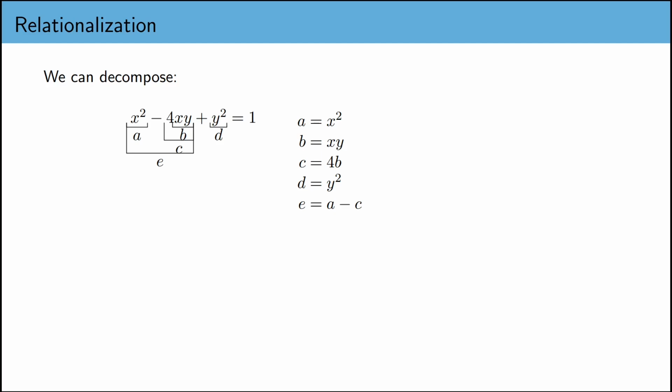Next, we can replace a minus c with e to get e plus d is equal to 1. And finally, we can replace e plus d with f, which gives us the equation in the end, f is equal to 1. So we've turned the question of whether there's a solution to our original single complicated equation to whether there's a solution to this large system of really simple equations.